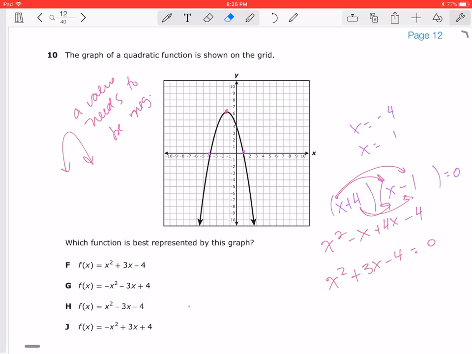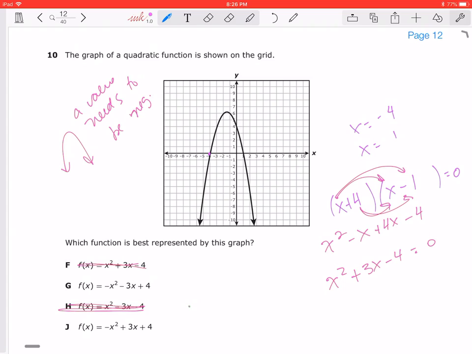Well, answer F is not a negative A value. It's a positive A value. So if F was my answer choice, my parabola would be opening up. So now looking at my graph, since this needs a negative A value, I can look at my answer choices, and I can eliminate F, and I can also eliminate H.